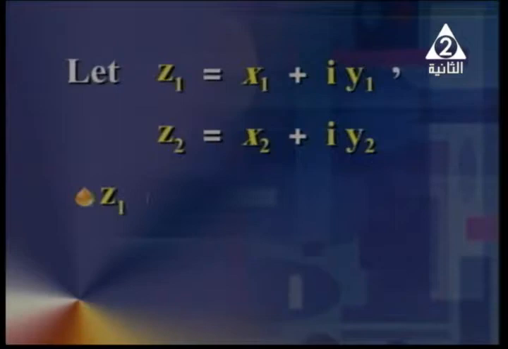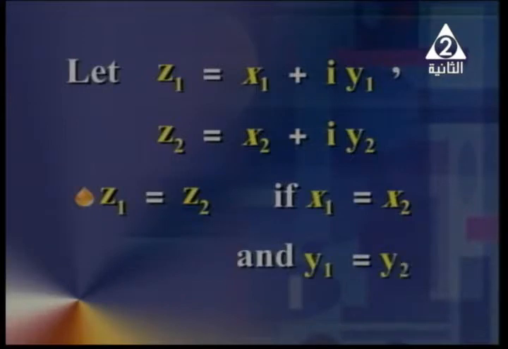Operations on the set of complex numbers. Dear student, if we have z1 equals x1 plus i y1, this is a complex number. Remember, a complex number contains a first part, real, and a second part, imaginary. z2 is another complex number, x2 plus i y2. z1 equals z2 when x1 equals x2 and y1 equals y2. What do we mean? When two complex numbers are equal, then real equals real and imaginary equals imaginary.